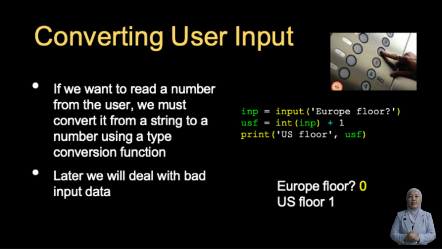The second example is critical. inp = input('Europe floor?') stores a string like '0'. usf = int(inp) + 1 converts that string to an integer, performs the addition, and stores the result. Forgetting this conversion is one of the most common beginner mistakes.